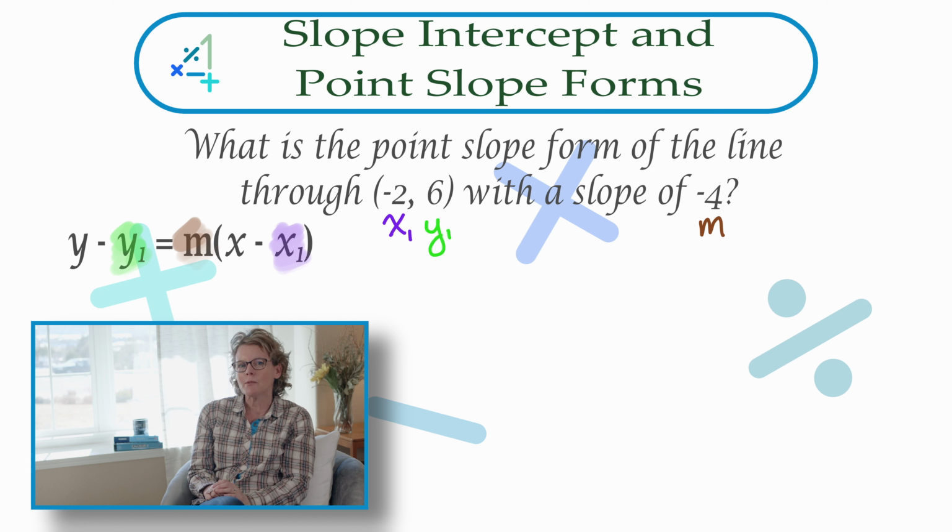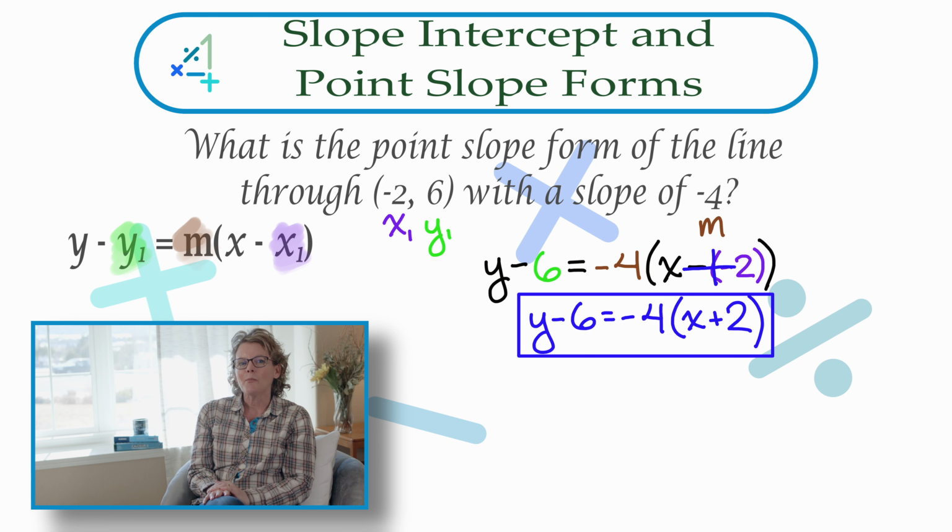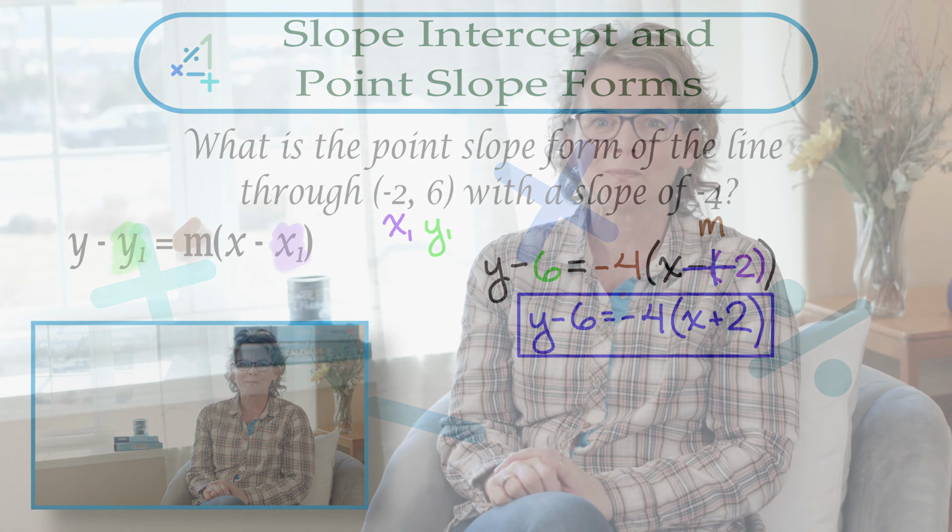Let's plug those into the formula. y minus y1 is y minus 6 equals m, or negative 4, parentheses, x minus x1, or x minus negative 2, end parentheses. We'll clean it up slightly by turning the minus negative into a positive: y minus 6 equals negative 4 times x plus 2. Maybe the trickiest part about this is that the x's and y's change signs. Other than that, it's not too bad.